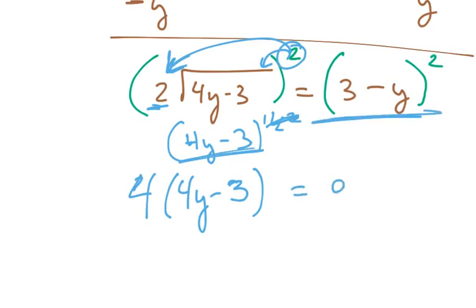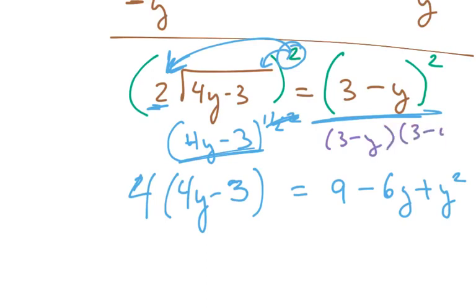So when we FOIL this, we get 9 minus 6y plus y squared. Now, if that's not apparent, what I want you to think about is that this is 3 minus y times 3 minus y. So when we FOIL this, we know for sure this is going to happen. We're going to multiply these two together and get 9. At the end, we're going to multiply the y's together, and it's going to give me y squared. Negative y times negative y is positive y squared.